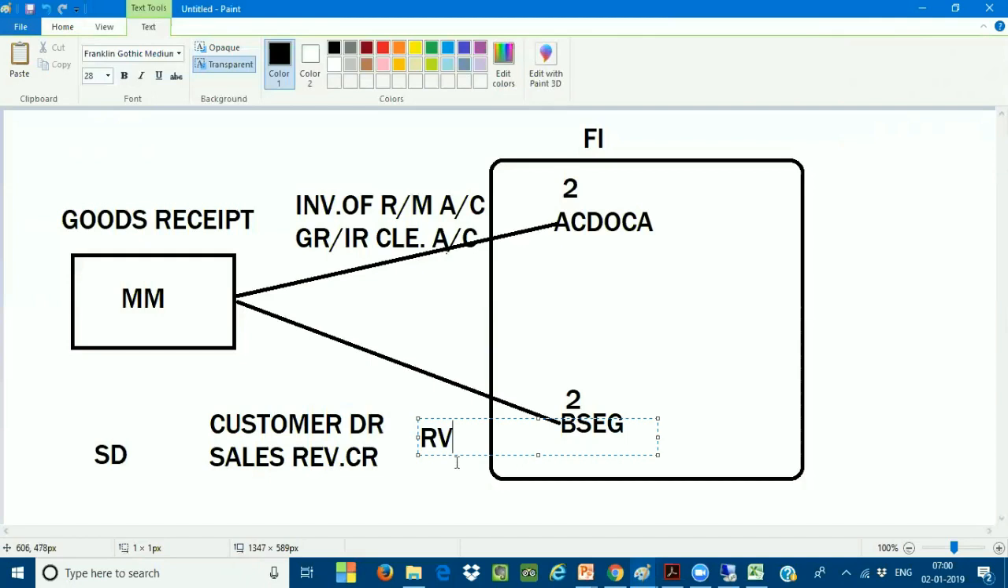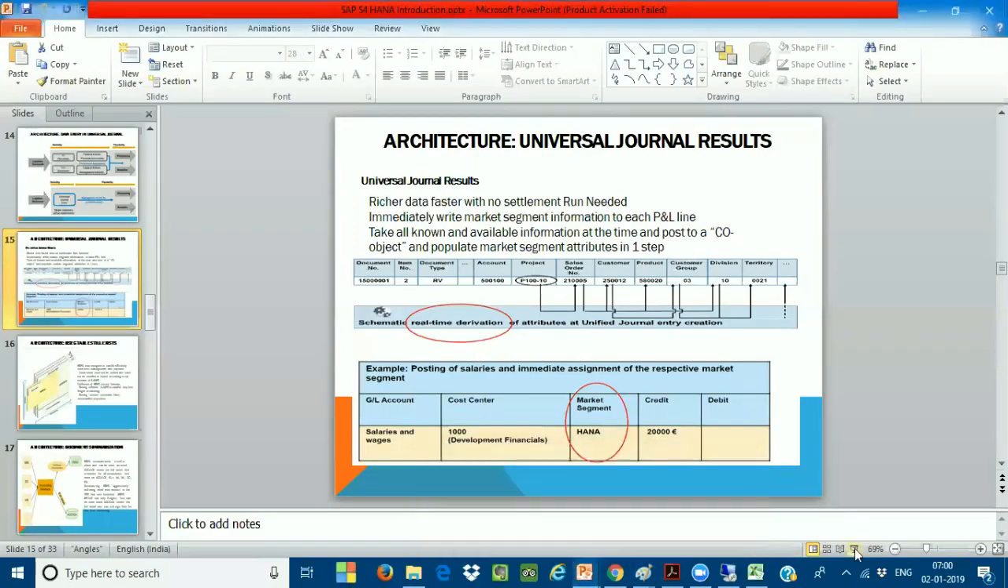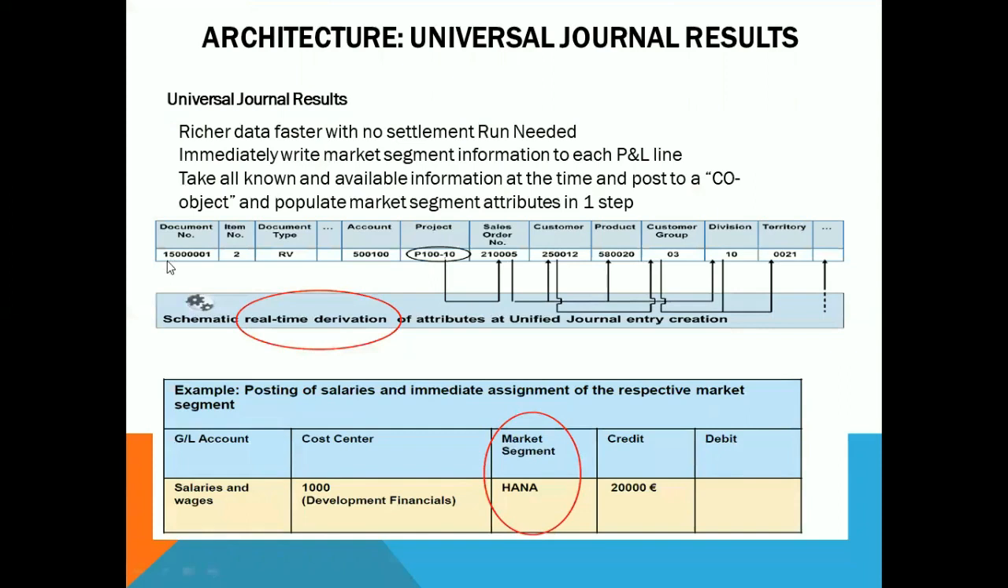So what is happening? When I say this billing document is affecting my ECDOCA table, this billing document contains all the information. If I open the billing document in my ECDOCA table, I can see the sales order number, the customer number, the product number in the billing, the material number, and I can see the customer group, division, everything.